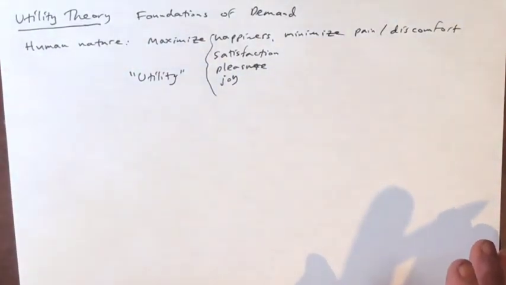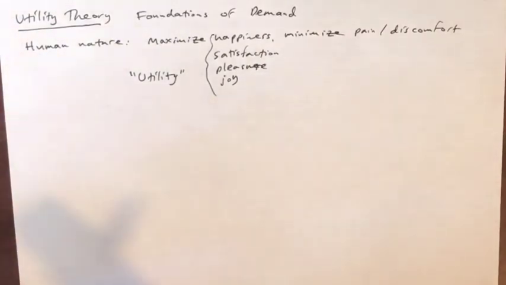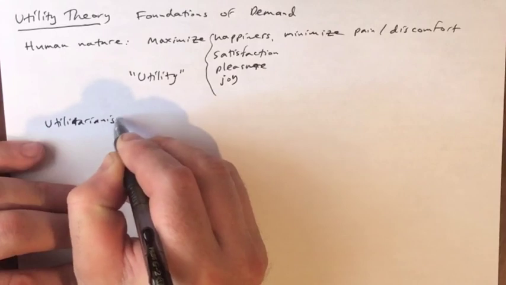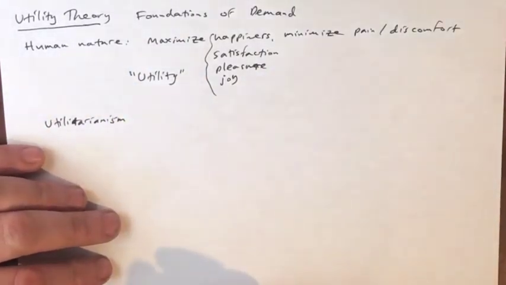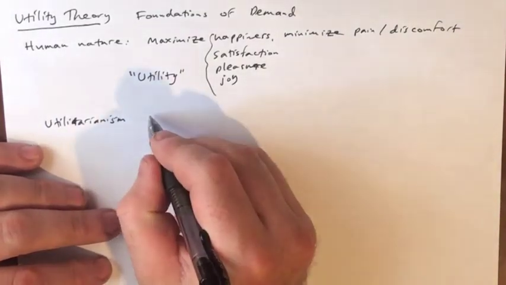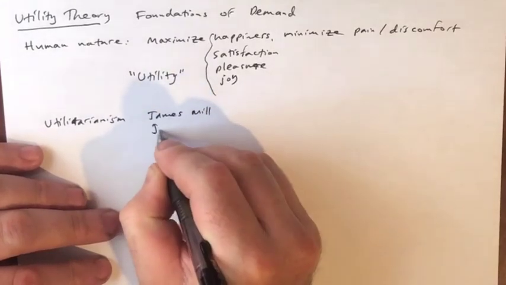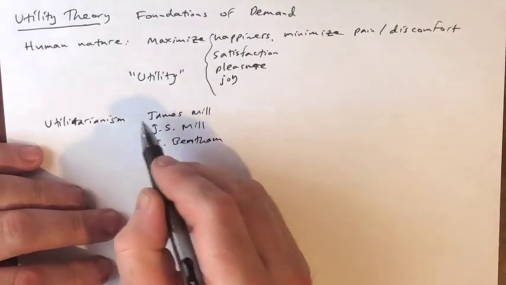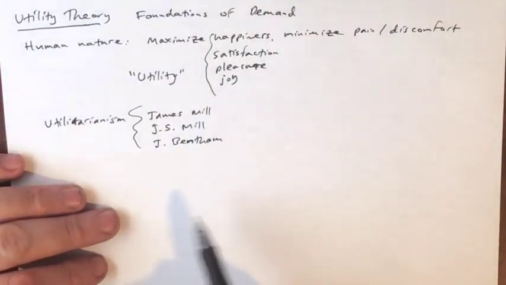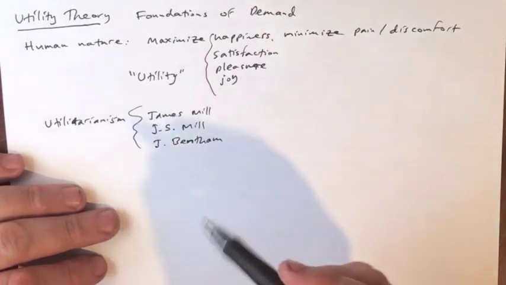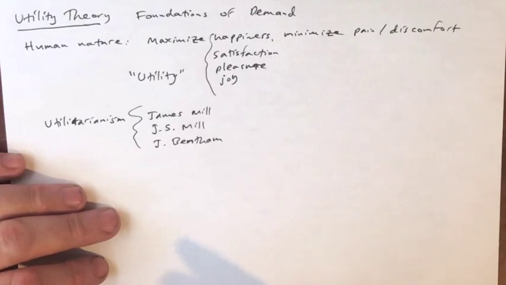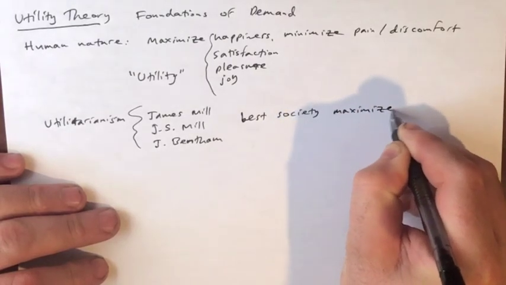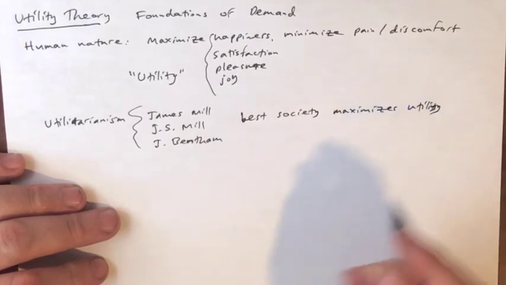Utility is an idea that, as a philosophical movement, is part of a branch called utilitarianism, or utilitarian philosophy. Utilitarian philosophy was really developed by James Mill and his son John Stuart, and a family friend, Jeremy Bentham. Of these three, probably the best known is John Stuart Mill. These are the philosophers who developed the idea that the best society is one which maximizes the utility for all in that society.